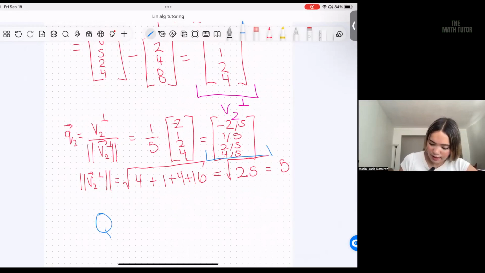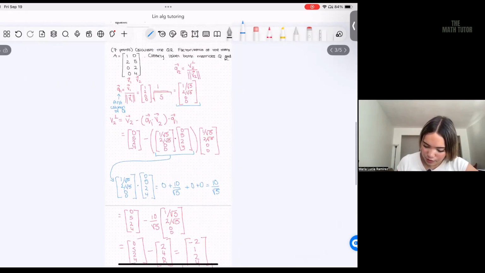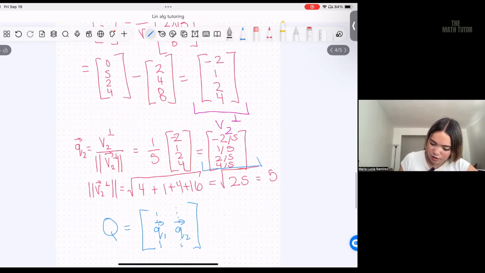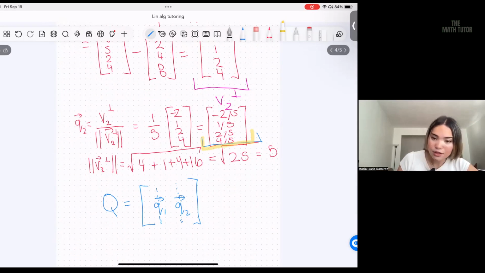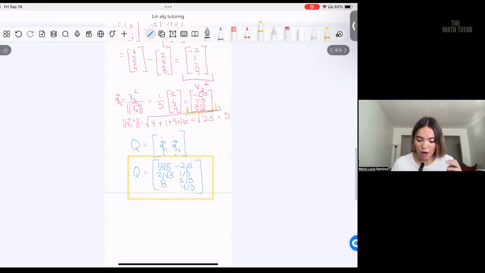So Q is going to be the columns of Q1 and Q2. So since we have those two, Q1 is right here and Q2 we found right here. So I'm just going to combine those two. So now we found Q. It is so easy to find R.